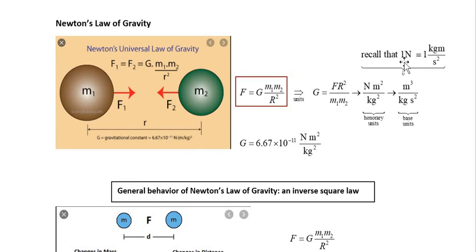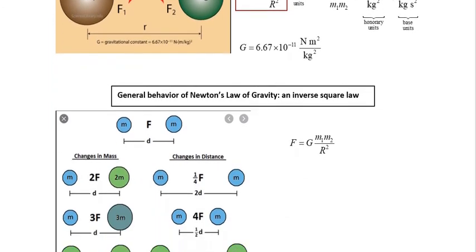But we should know from the first semester that 1 Newton is equal to, you can remember that F is ma, so 1 Newton would be 1 kilogram meter per second squared. Therefore, we could also say that the units of big G are meter cubed per kilogram second squared. I call these base units. Okay, now let's look at the general behavior of this law.